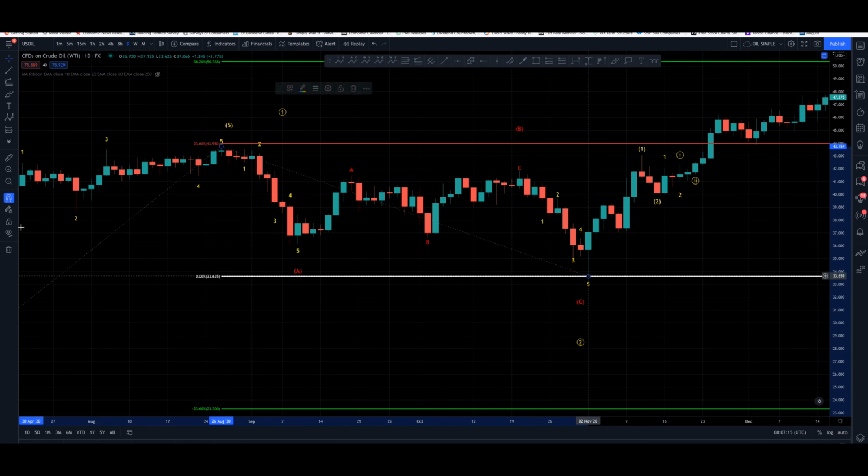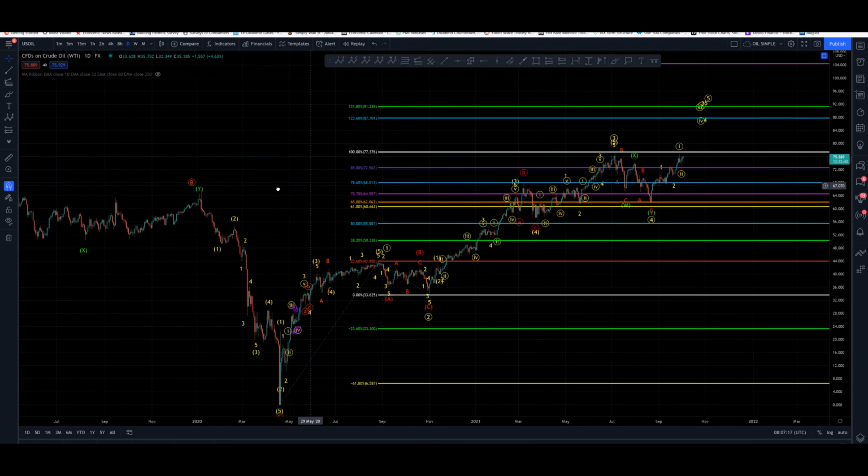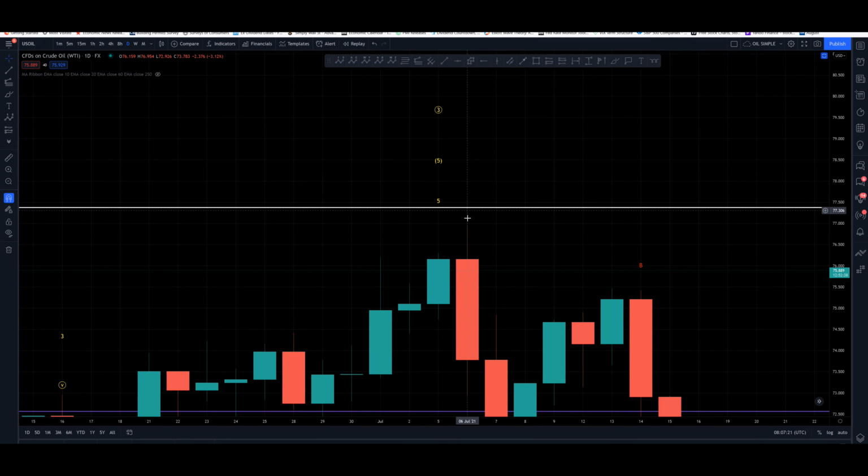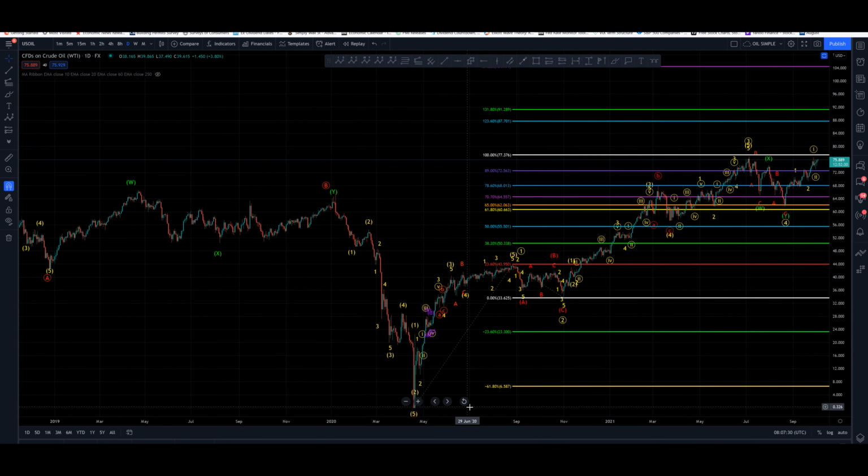Okay. And then come up and have a look. We can see that the wave 3 did indeed fall short of parity with the wave 1. Now we have to bear in mind that we're coming up from 0, because we literally reached 0.